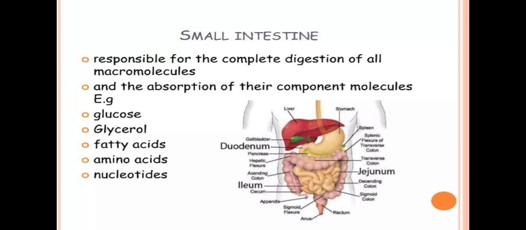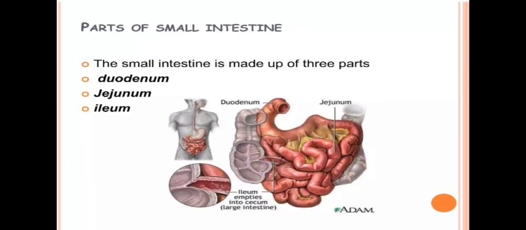Next is the small intestine. It is responsible for the complete digestion and absorption of nutrients like glucose, glycerol, fatty acids, amino acids and nucleotides. Next, parts. The small intestine has 3 parts, namely duodenum, jejunum and ileum.